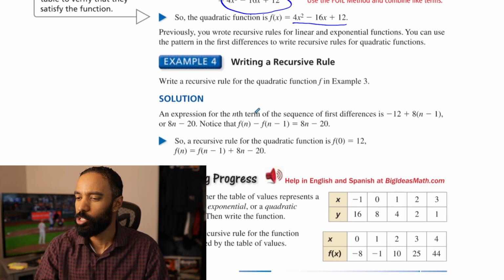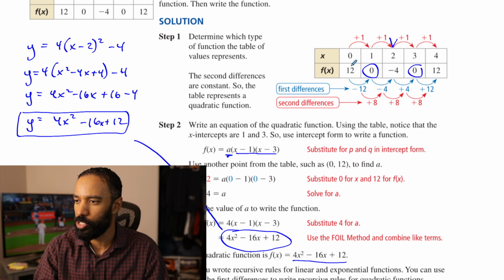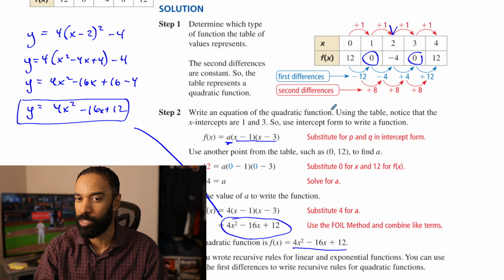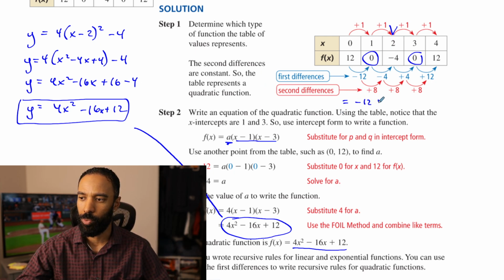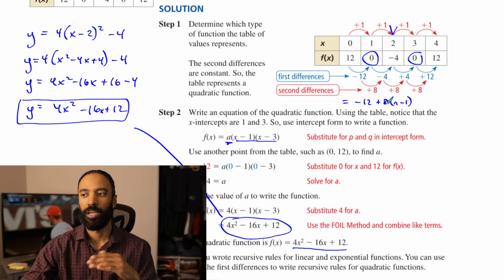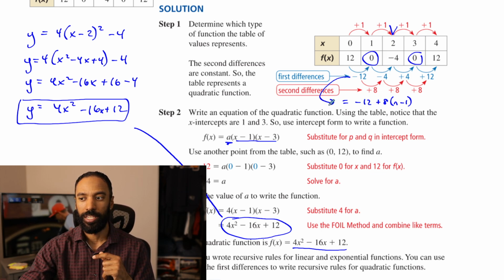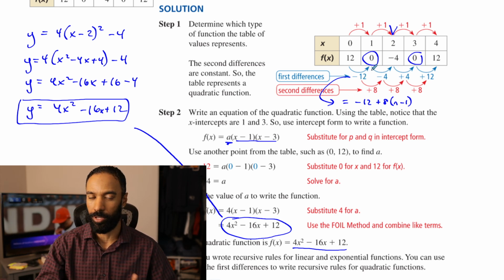Let's see what they said. An expression for the nth term of the sequence of first differences is negative 12 plus 8. We probably got to use the table. So with the numbers here, 12, 0, negative 4, 0, and 12, they say starting from negative 12, you're adding 8 each time. They said that the first differences have a rule that is from negative 12, you're adding 8 n minus 1 times. This is something out of arithmetic sequences you'd kind of know how to do here. First term, common difference, but they're doing it from the first differences because the first differences have a constant, so we can build an arithmetic sequence out of that.